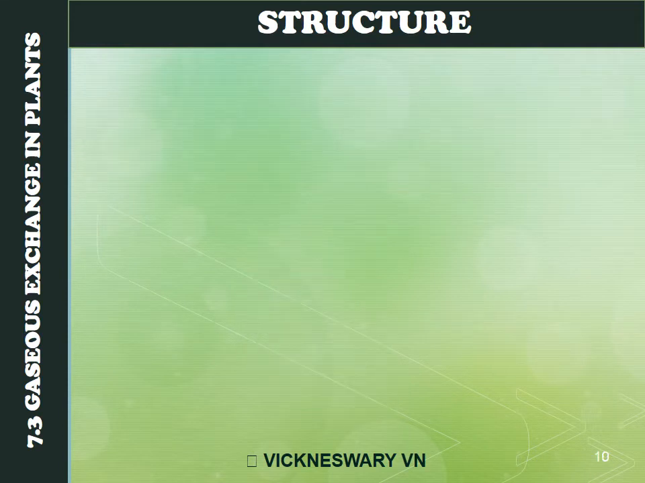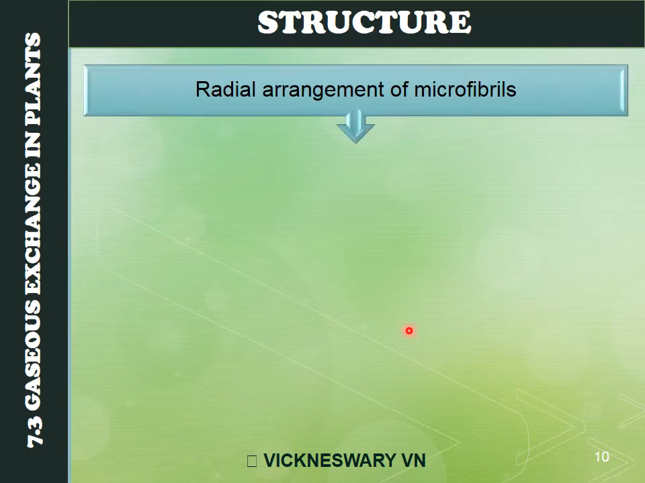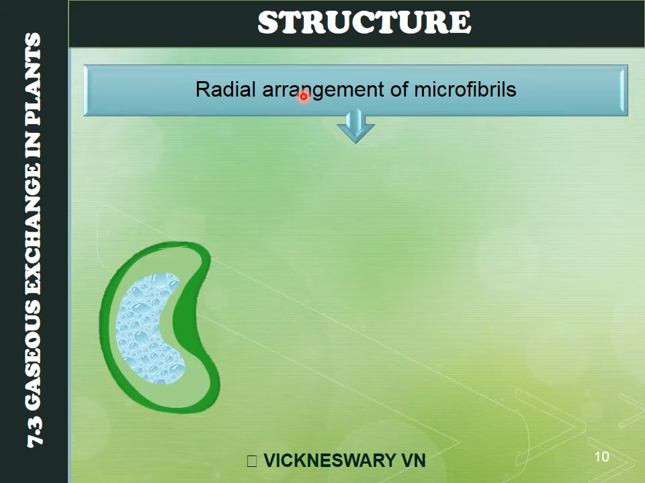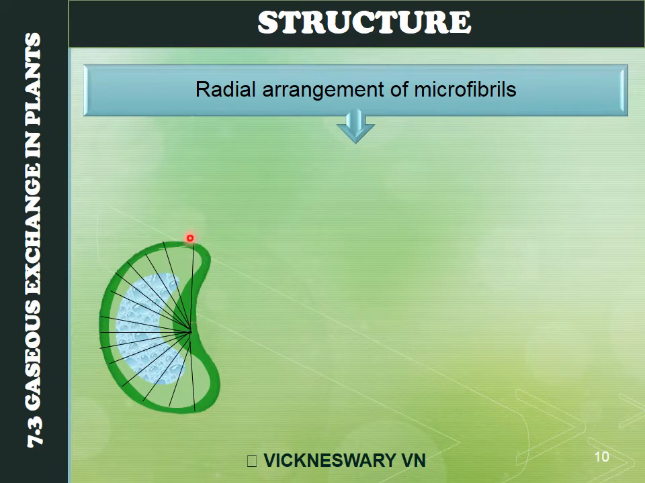The next point to discuss about the guard cell is the presence of microfibrils on the cell wall, which are radially arranged. So you see, this is the guard cell. The green here is the cell wall. So the cellulose fibers on the cell walls are arranged radially, as in these black lines.